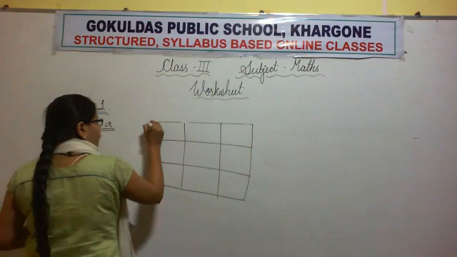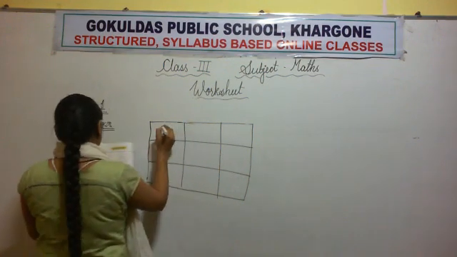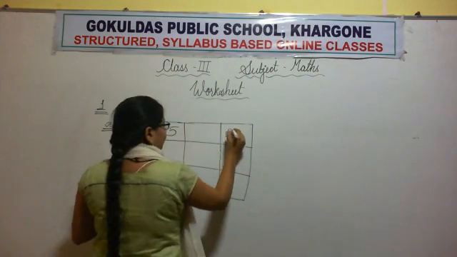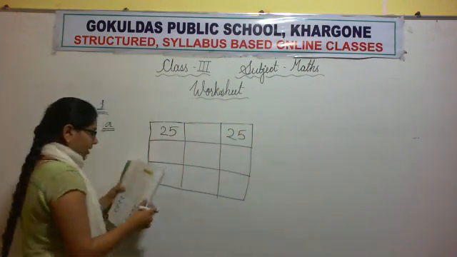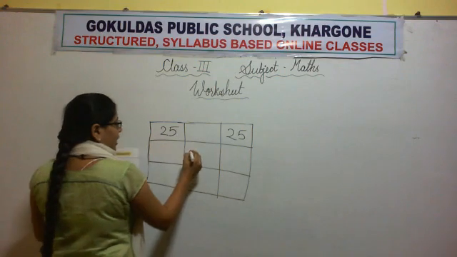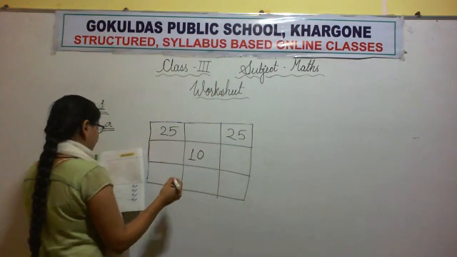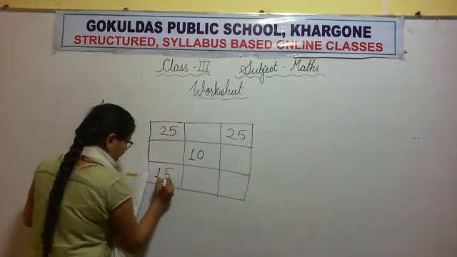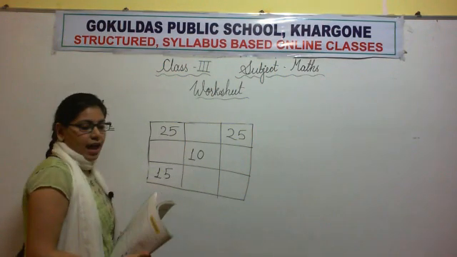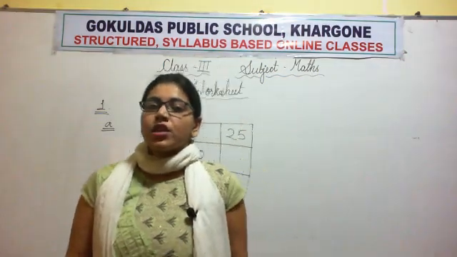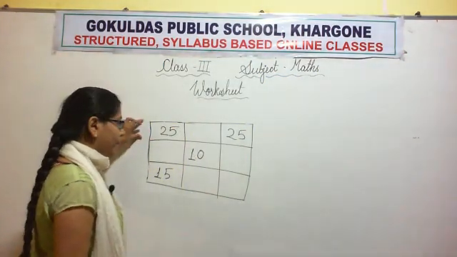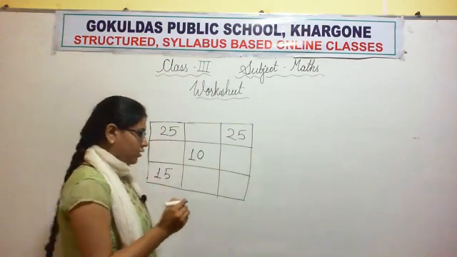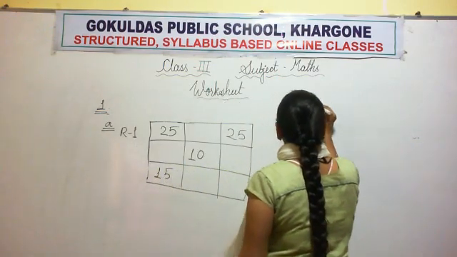In the first box they have given 25. Now this box is empty and the next number is also 25. Now this box is empty and the next number is 10 and this box is empty. And here 15 is there and these 2 boxes are empty. Now first we'll start from row number 1. So let's do row 1.